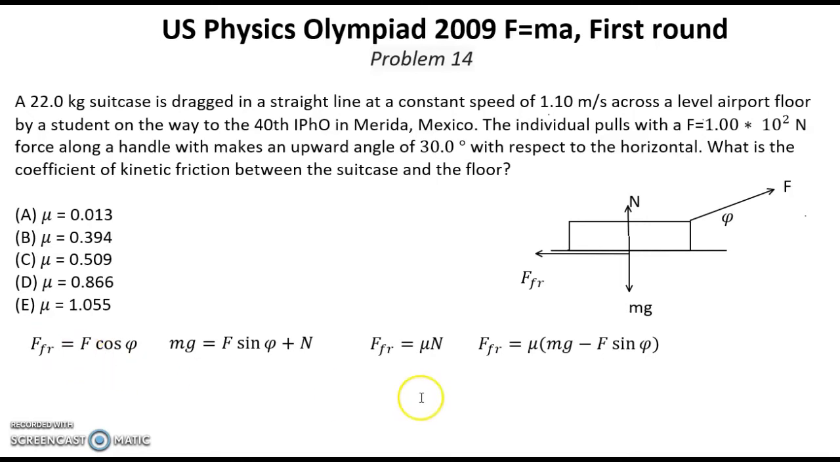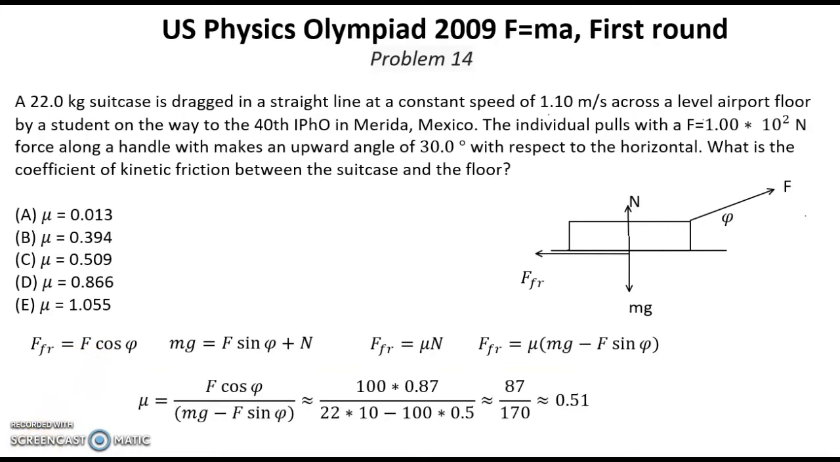And after that we can express the coefficient of friction from this last equation. So we have this expression: the coefficient of friction equals force F multiplied by cosine phi, divided by mg minus F sine phi. The last step is to put in all the numbers, and after that we can calculate that this coefficient is approximately equal to 0.51, which is close to answer C. So C is the correct answer.